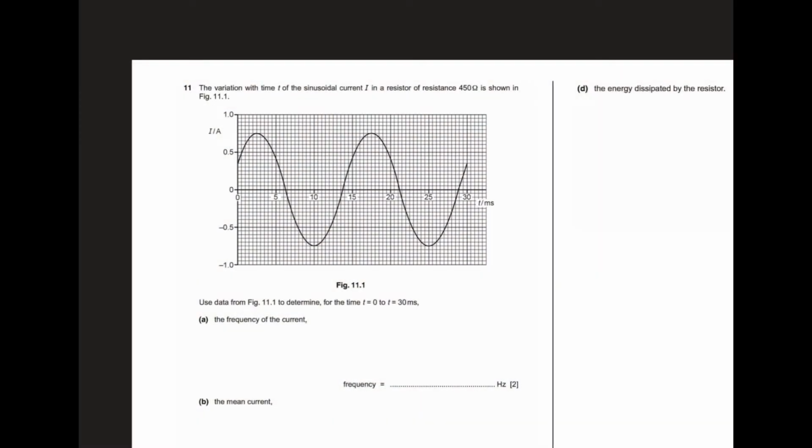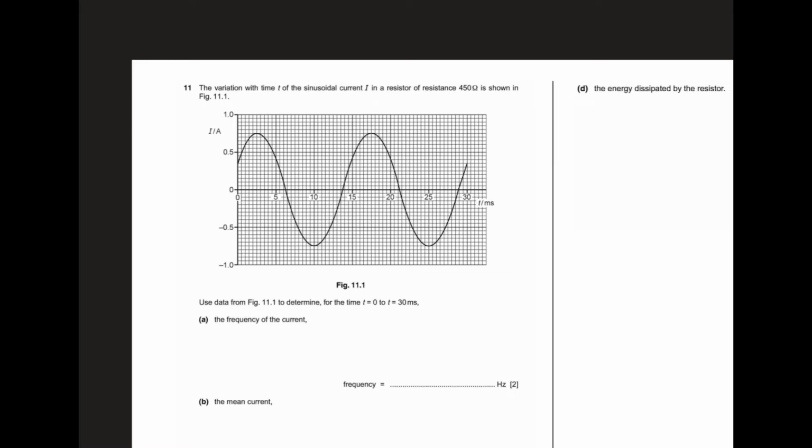The variation with time t of the sinusoidal current I in a resistor of resistance 450 ohm is shown in figure 11.1. Use data from figure 11.1 to determine, for the time t equal to 0 to t equal to 30 millisecond, the frequency of the current.